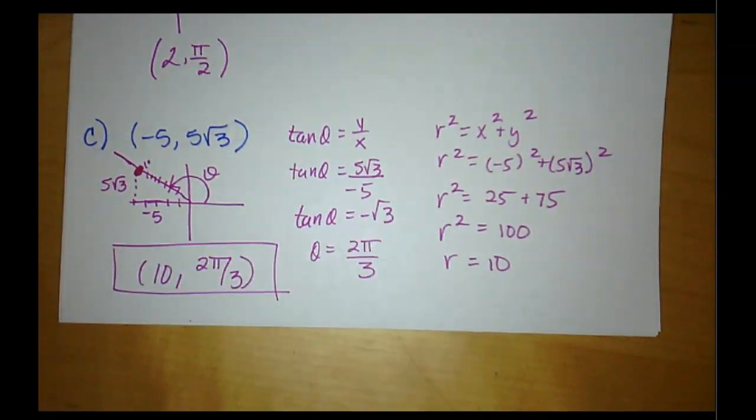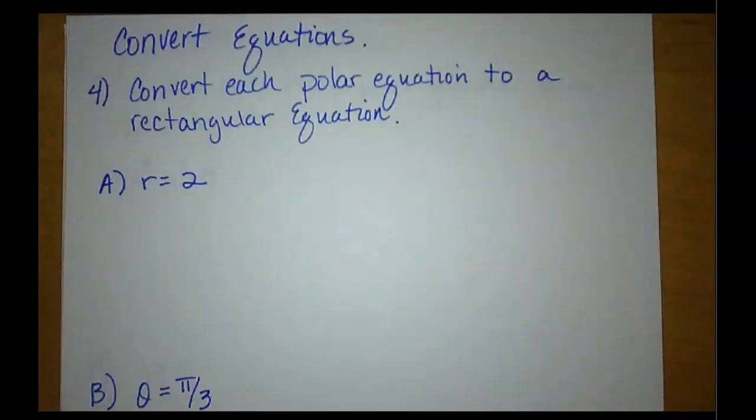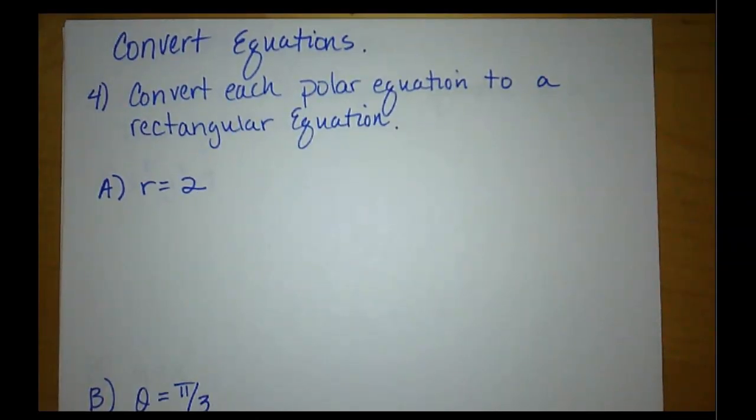Okay, so now we've worked points and converted points in both directions. So this time we are going to convert equations going both ways. All right, so question 4, we're converting equations and we're going from a polar equation to a rectangular equation. So we kind of want to think about, what does it mean when it says r equals 2?